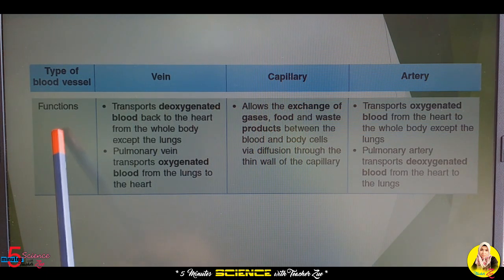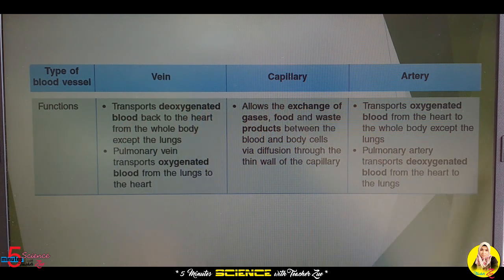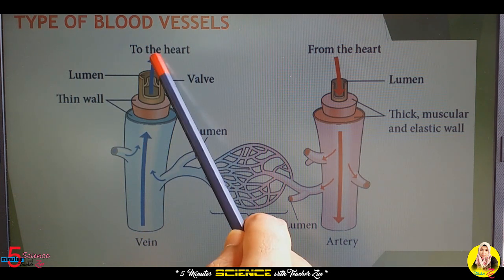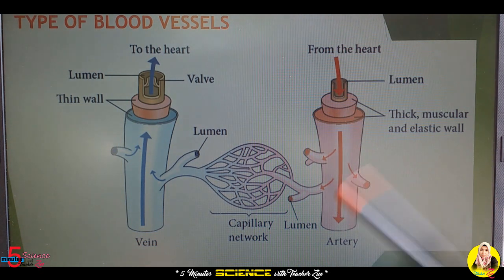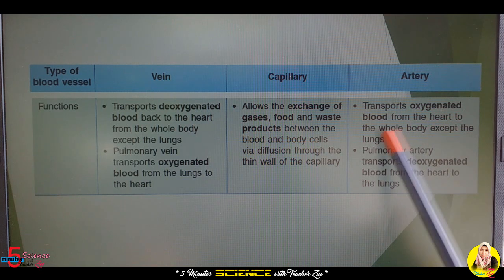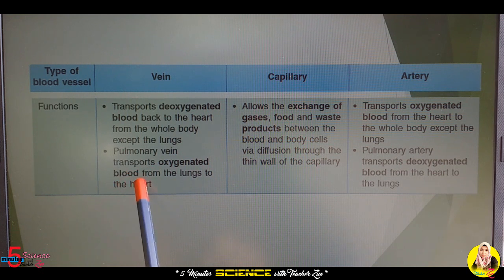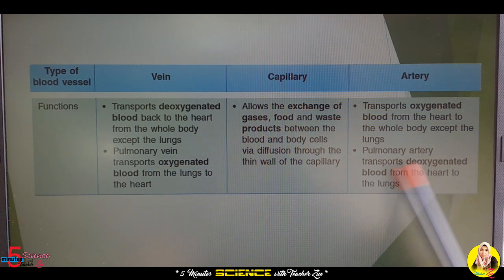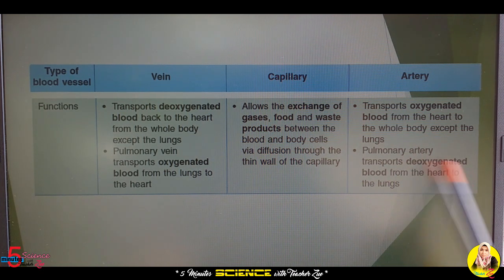The function of vein: transport deoxygenated blood back to the heart. Okay, look at the diagram here. Vein transports deoxygenated blood to the heart, but artery transports oxygenated blood from the heart. Pulmonary vein transports oxygenated blood. This is the only vein that transports oxygenated blood. And pulmonary artery transports deoxygenated blood. So although it is an artery, it transports deoxygenated blood.